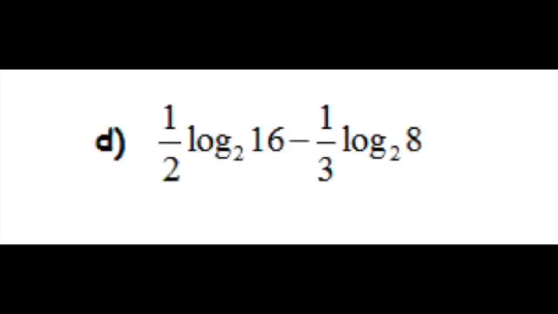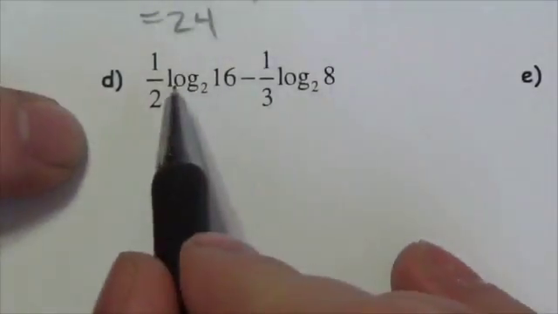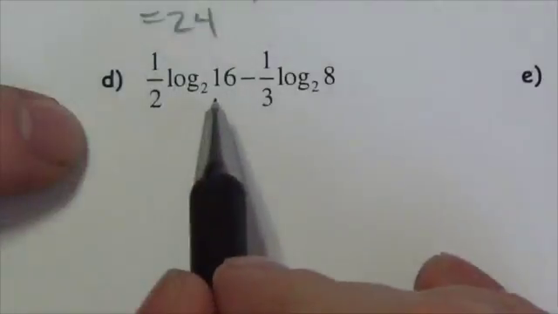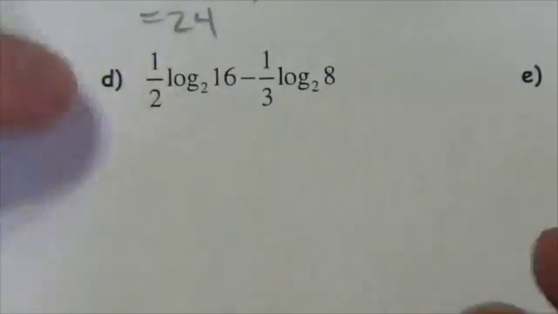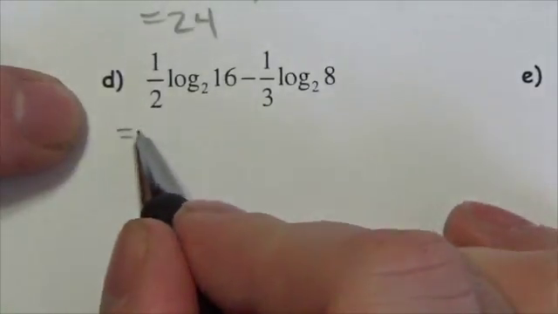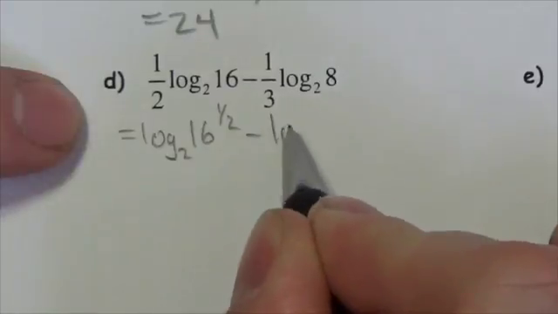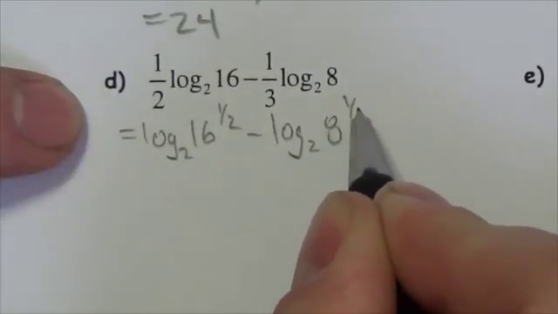Next: 1/2 multiplied by the log base 2 of 16 minus 1/3 times the log base 2 of 8. As I said earlier, one of the things we want to do here to help us evaluate these is to try to make these numbers as small as possible. Maybe I don't know what the log base 2 of 16 is, maybe I don't know what the log base 2 of 8 is. I know that if I can bring the half up, this is going to become the log base 2 of 16 to the 1/2 minus the log base 2 of 8 to the 1/3.